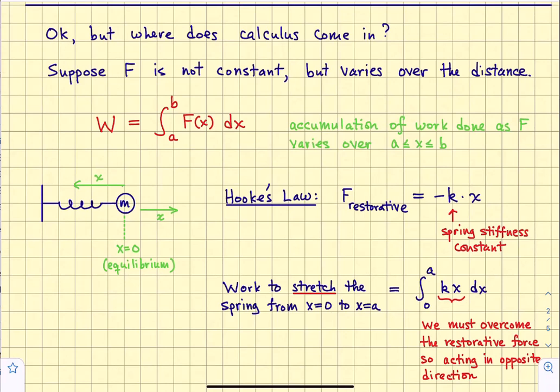Okay, but where does calculus come in? Well, it happens when the force is not necessarily constant. Suppose F is a variable force, and it varies over the distance over which we're performing the work. Then work is defined as the integral from a to b of f of x dx. We integrate the force over our interval to get the total work required to overcome that force. You could think of it as an accumulation of work done as the force varies over the x interval from a to b.